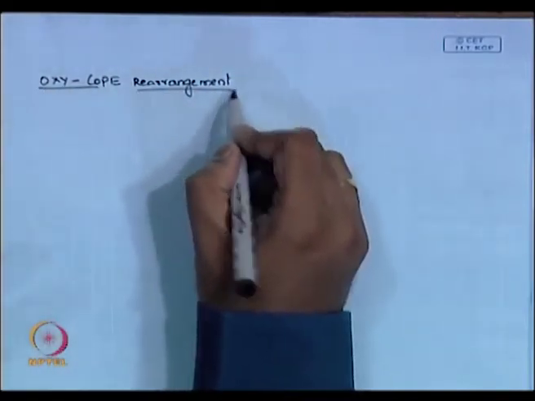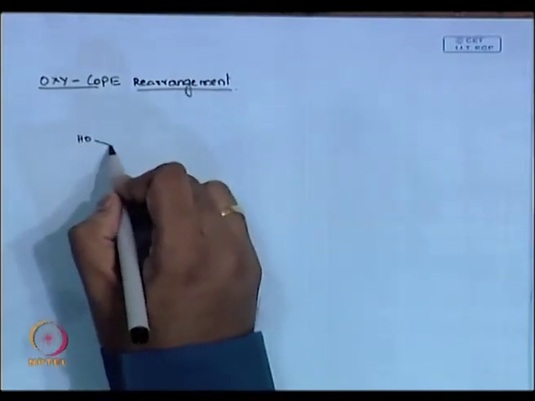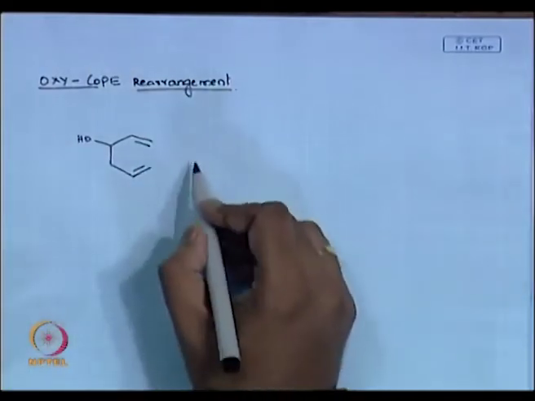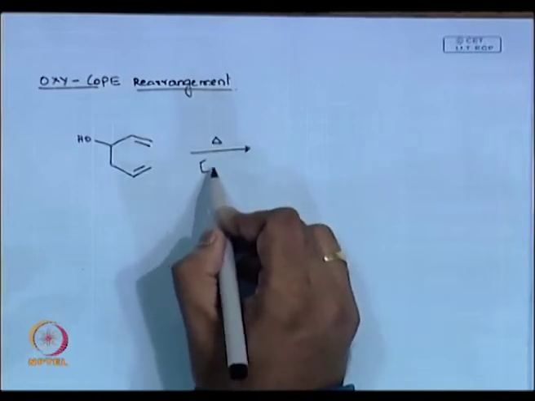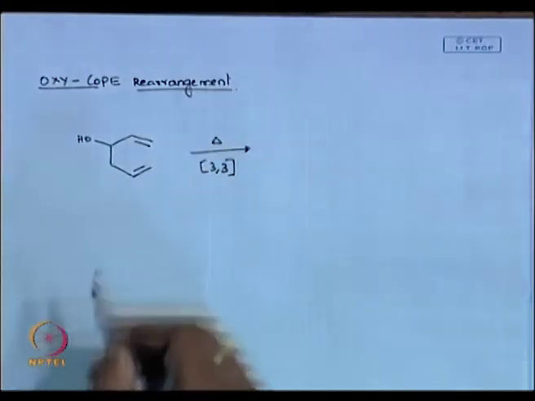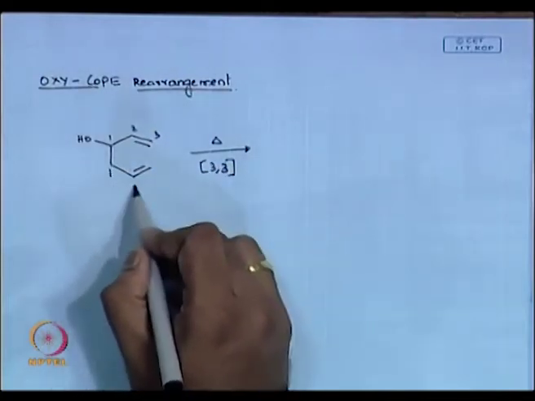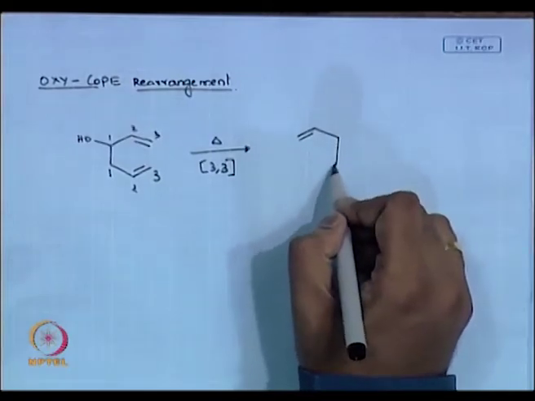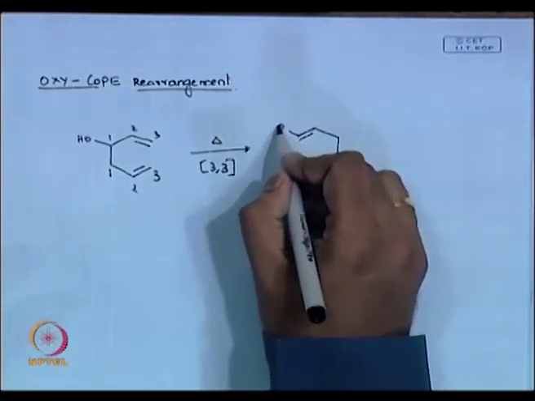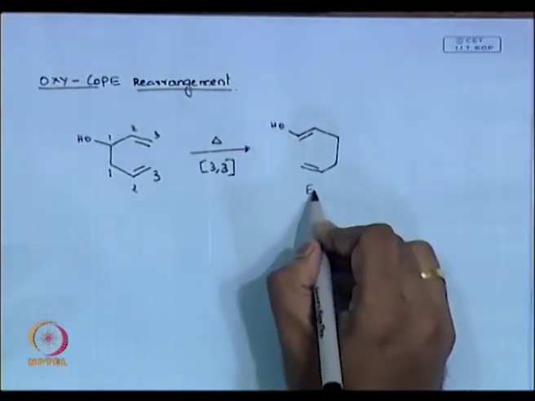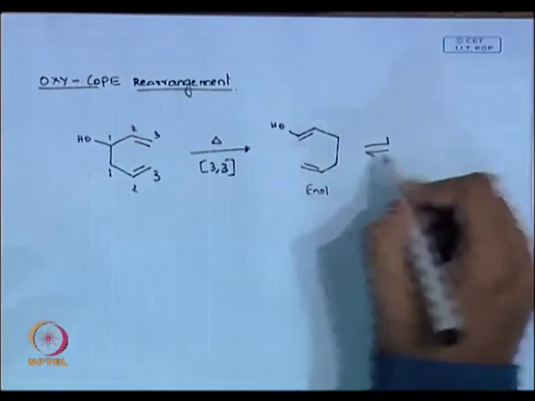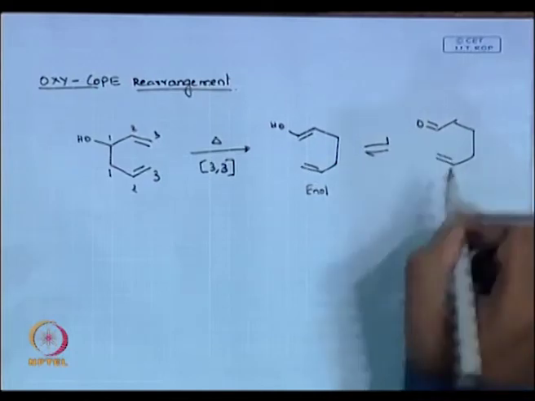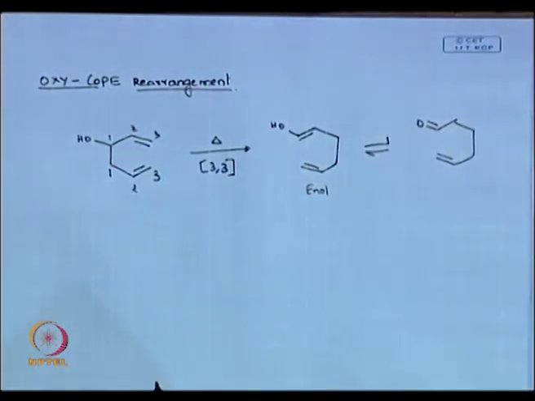Oxy-Cope one is that if you take this simple alcohol, you can do a heating, it undergoes a 3,3. So 1, 2, 3. Get an enol form, which tautomerizes to give you a ketone. This is your oxy-Cope.